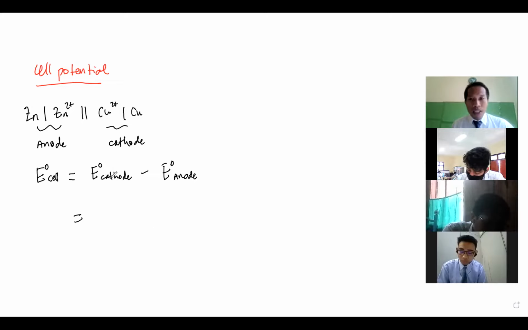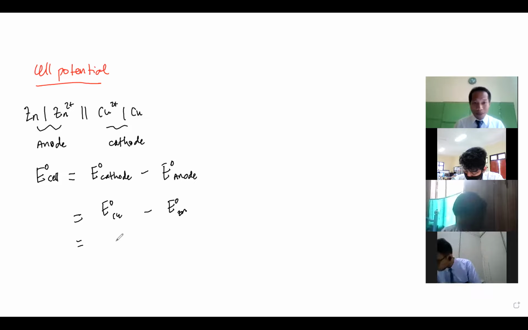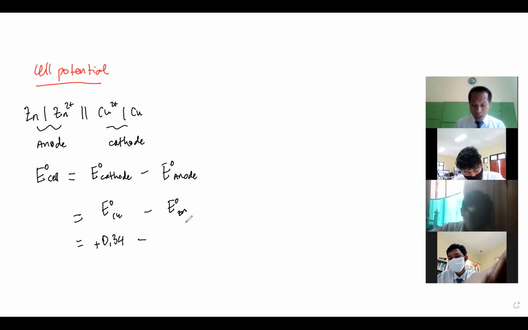Now, E0 cathode, what is the cathode? Cathode is copper, right? Look at the copper from the data. What is the value of E0 for copper? E0 copper here, and minus E0 zinc, because anode is zinc. What is the value of E0 copper? Plus 0.334. Plus, yeah. Minus, what is E0 of zinc?